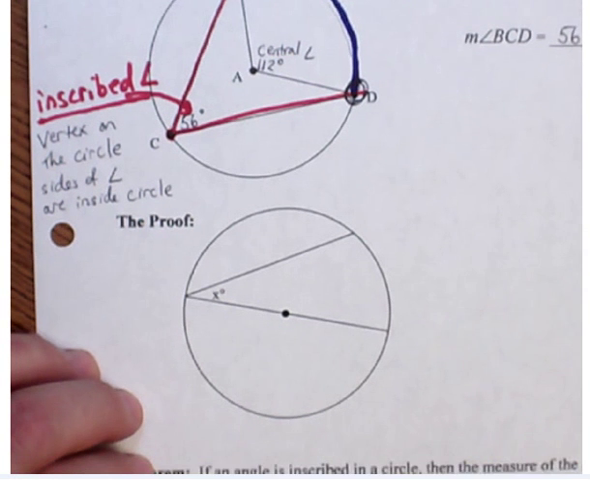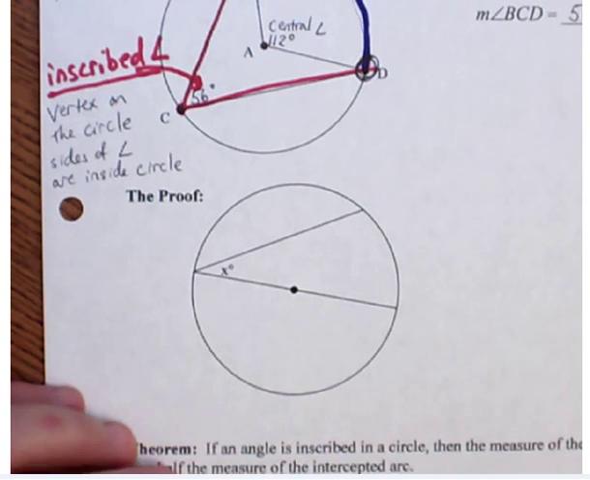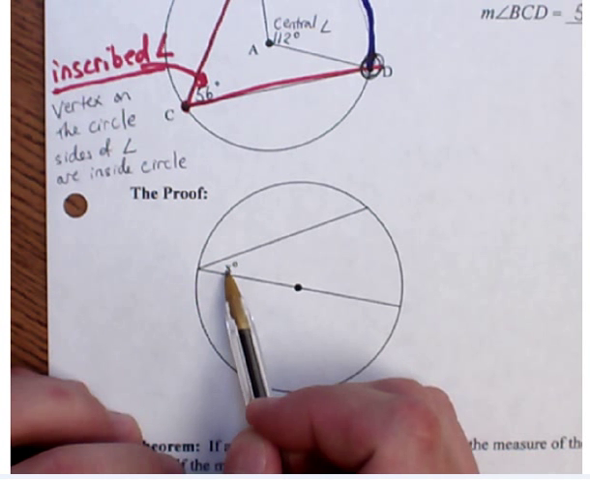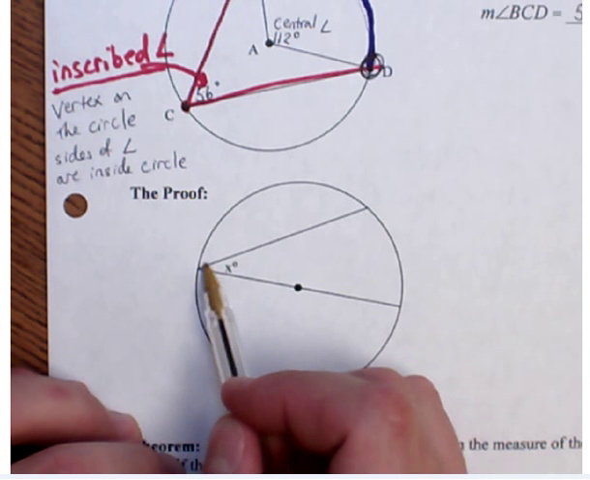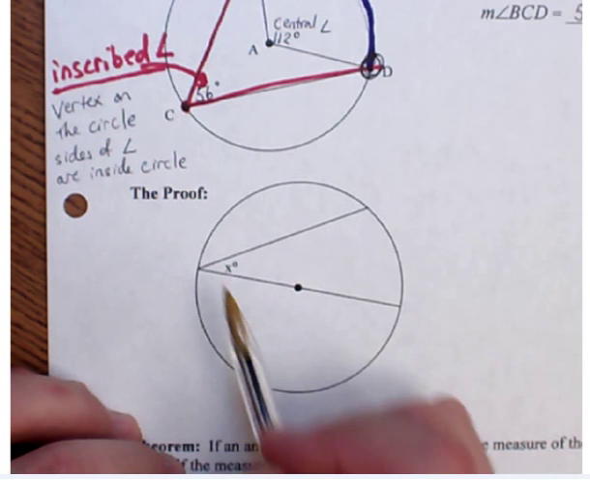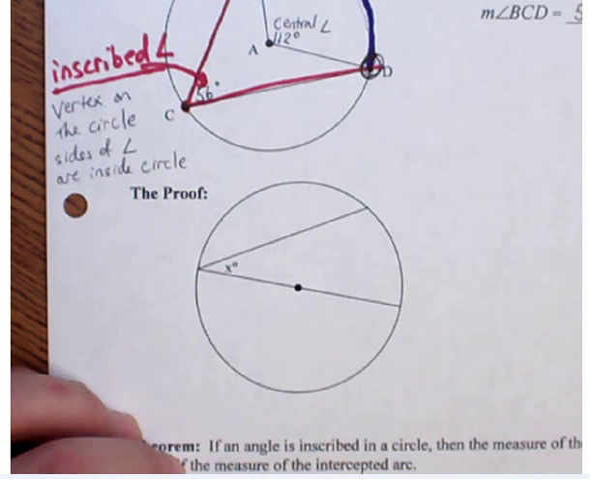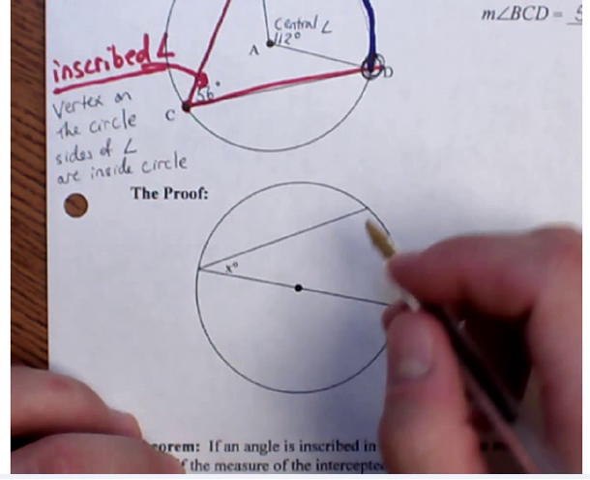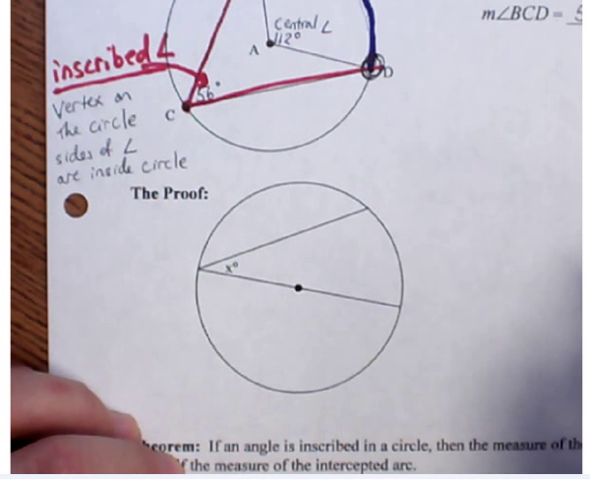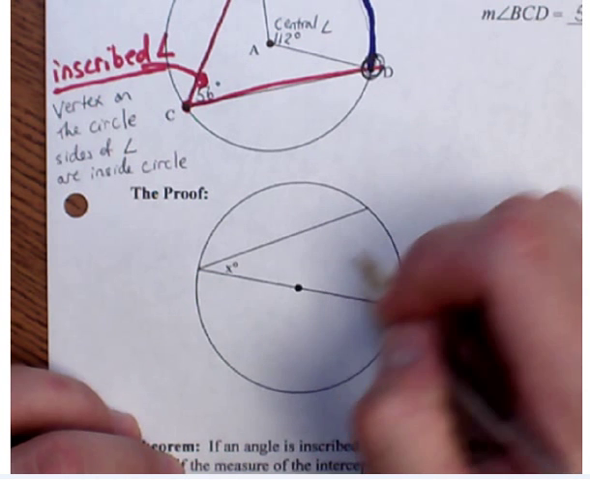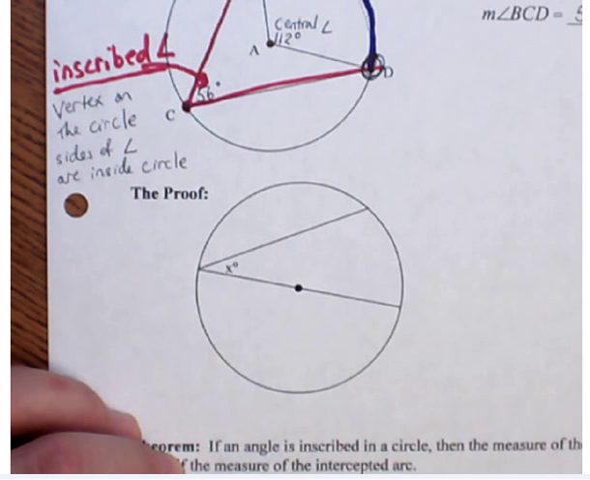We're going to do a little proof here. We're going to say that x degrees is the inscribed angle right here. We have the center of the circle, and let's create a triangle. Almost all the proofs we do are triangle proofs. I'm going to connect, let me use a red pen here.